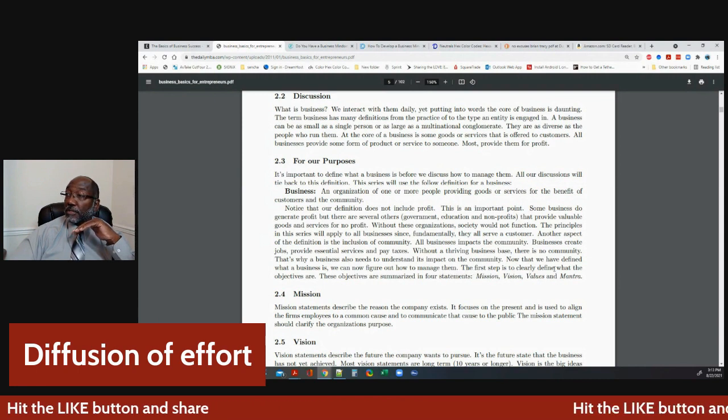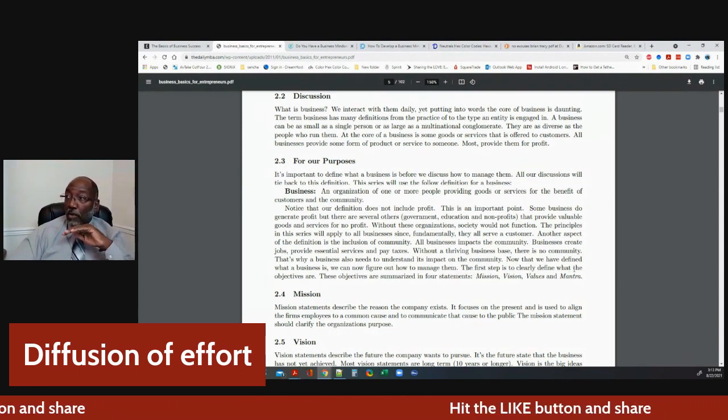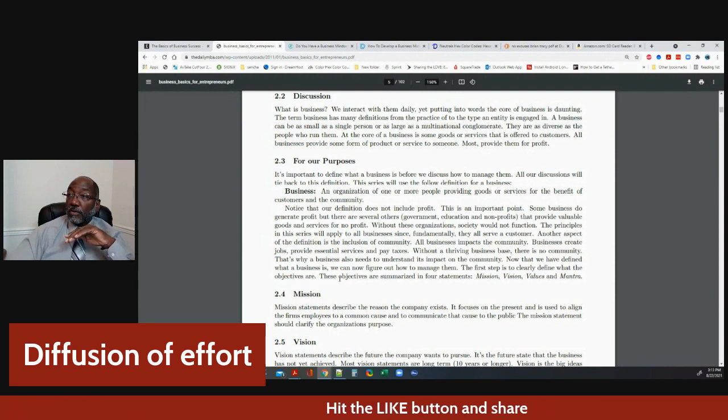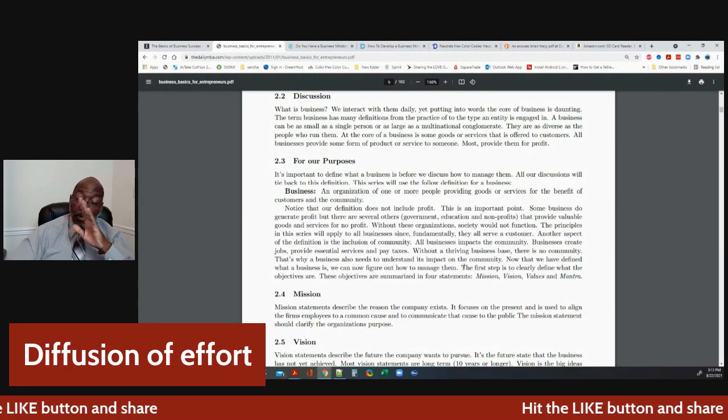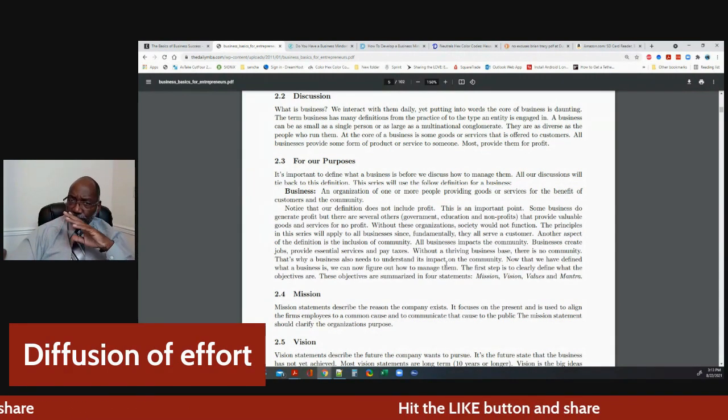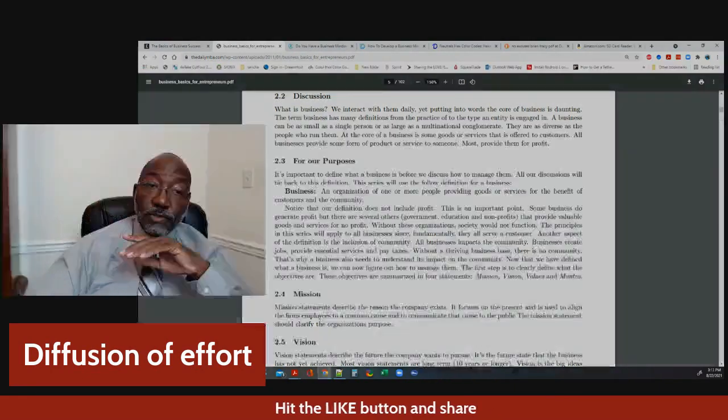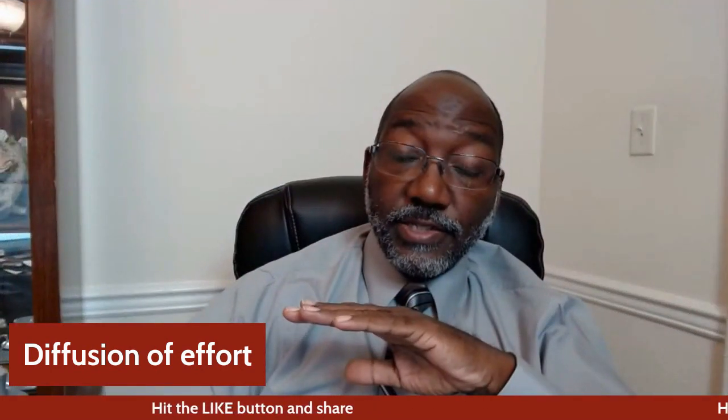First step is to clearly define what the objectives are. These objectives are summarized in four statements: mission, vision, values, and mantra. And y'all can read all of that for yourself. Here's my whole point in showing that.